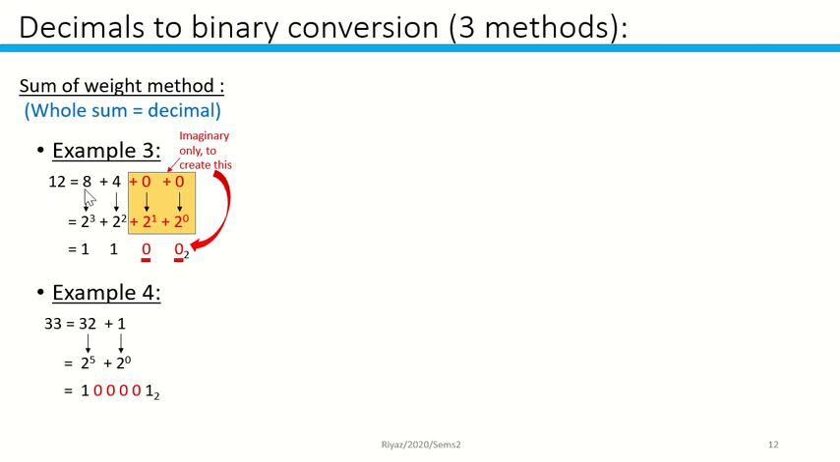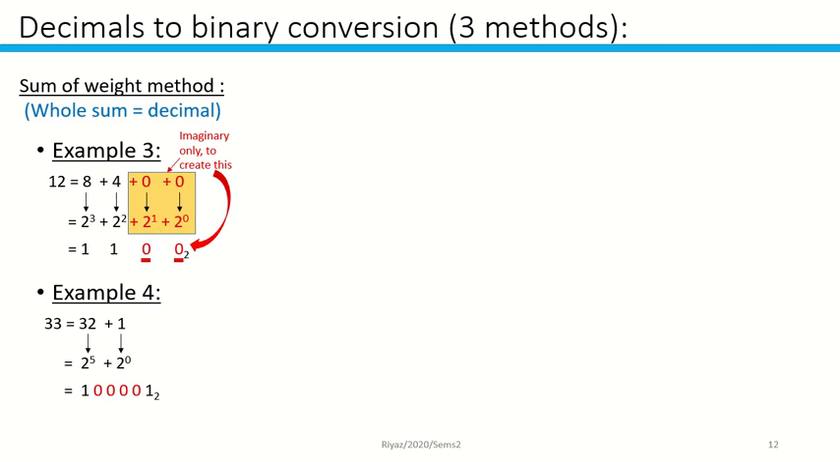So 12 is equal to 8 plus 4. 8 is the representative of 2 to the power of 3, and 4 is 2 to the power of 2. When you have a unit over here, you represent it as 1, and when you have a unit here, it also represents 1. So is it finished? No. You still have an imaginary 2 to the power of 1 and 2 to the power of 0. Over here, there is no representative, that's why you have 0 and 0.